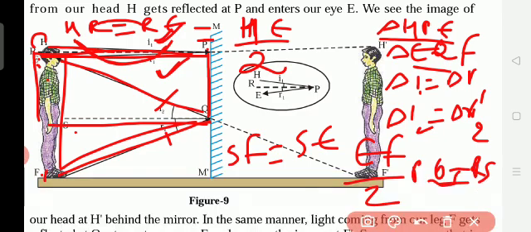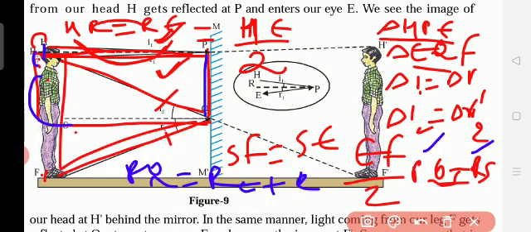Okay, so PQ is equal to RS, for this we write PQ is equal to RE plus ES. So this much for PQ. Here we will take HE, RE, okay, RE plus ES. So PQ is equal to RE plus ES.